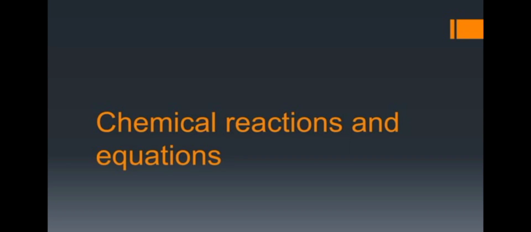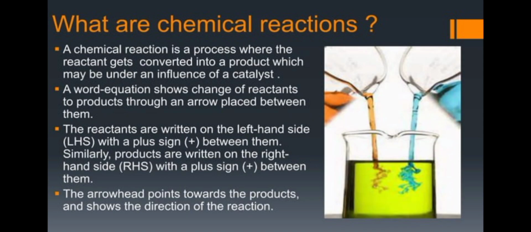Today we are going to see class 10th science first chapter, chemical reactions and equations. So let's start. What are chemical reactions? A chemical reaction is a process where the reactant gets converted into a product, which may be under the influence of a catalyst. A word equation shows change of reactants to products through an arrow placed between them.